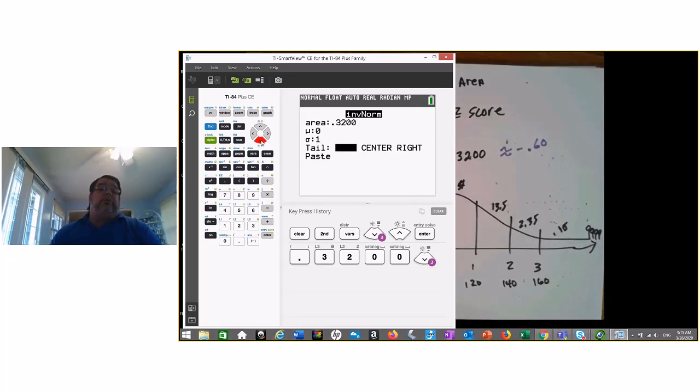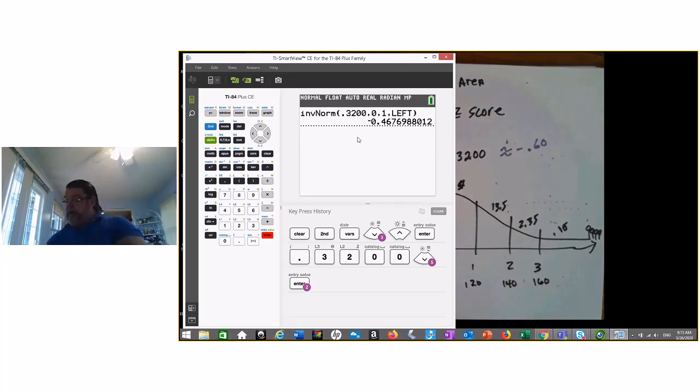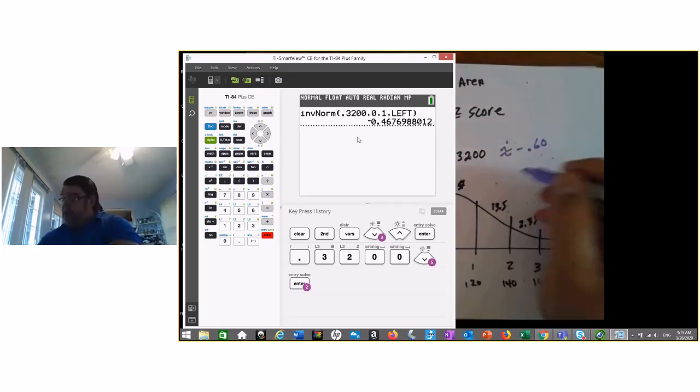Okay, I'm not going to do that right now. And hit paste, and enter. Negative 0.467. Negative 0.47 is the answer.